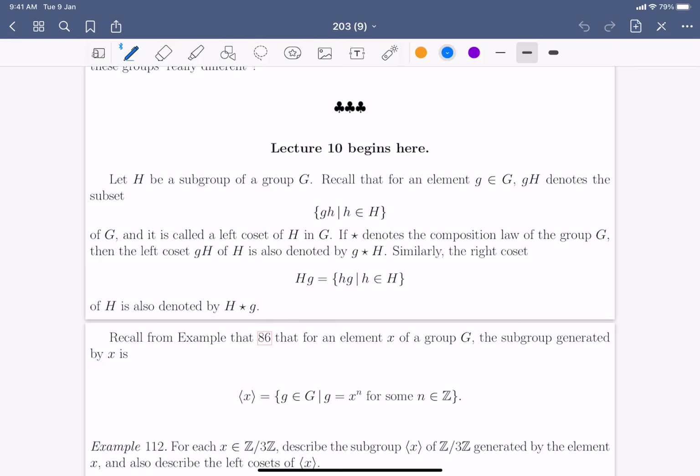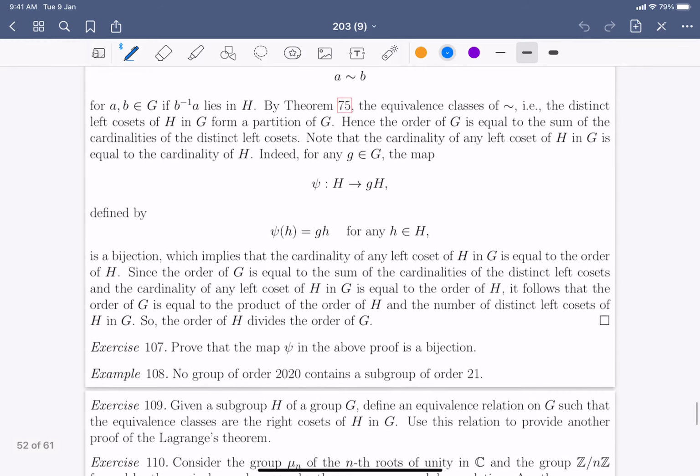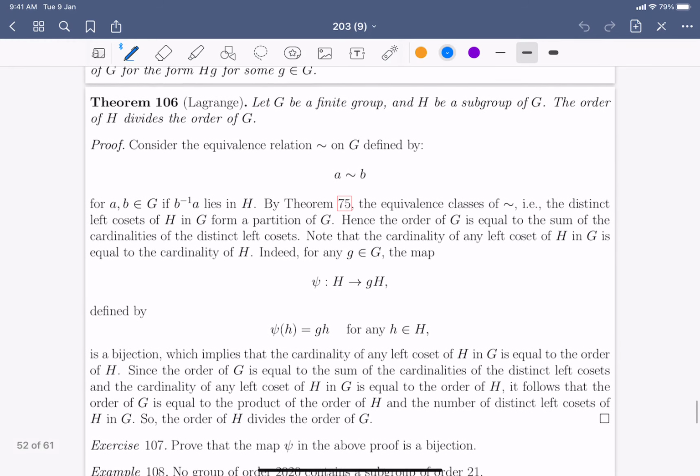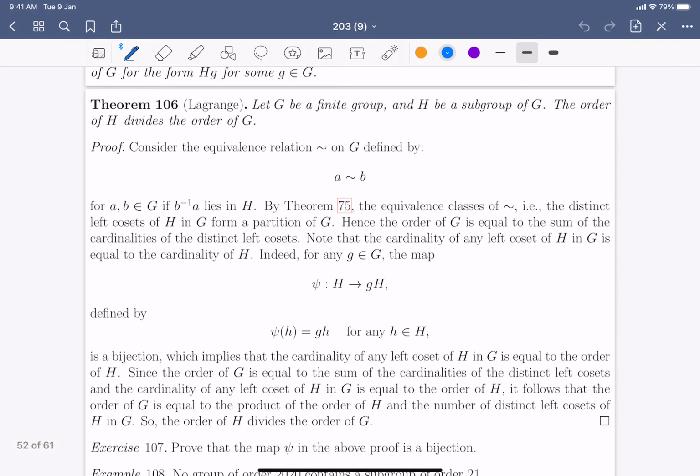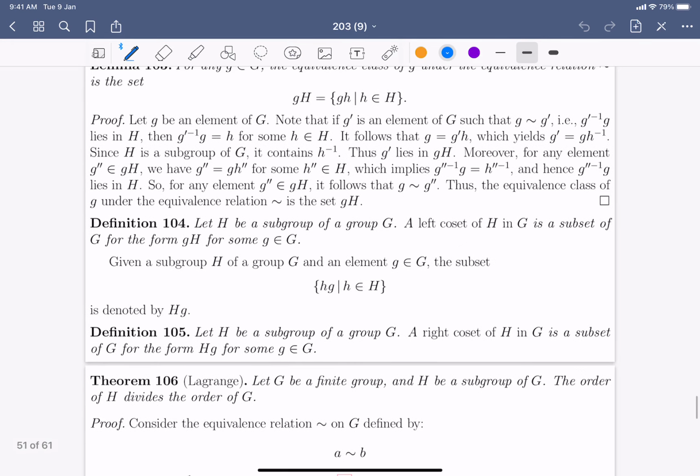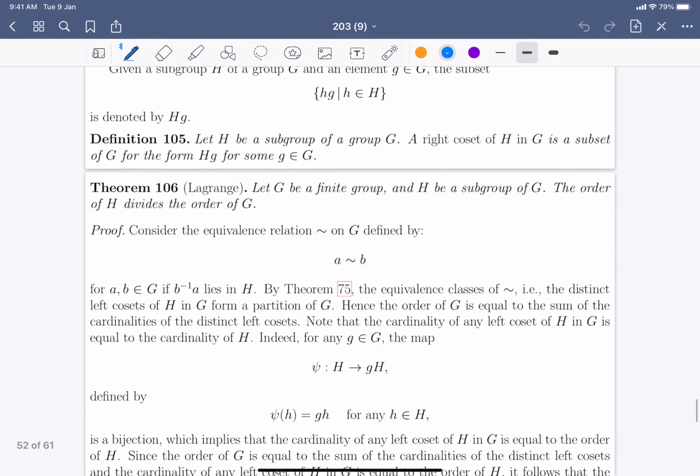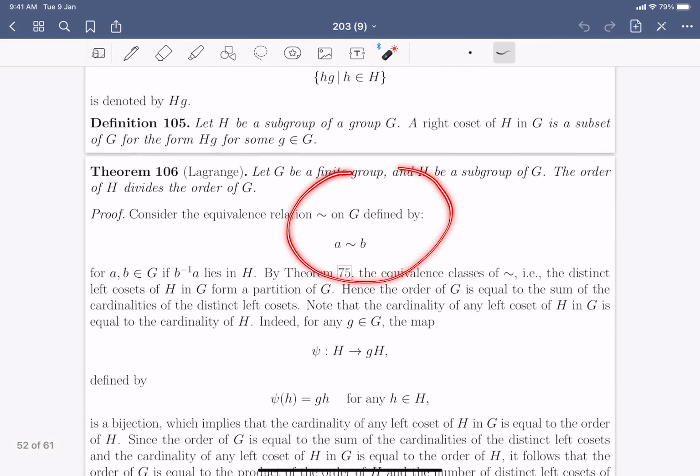Hello everyone. In the previous lecture, we've been through Lagrange's theorem. We have presented a proof of this theorem. While going through the proof, we introduced an equivalence relation as here, right?